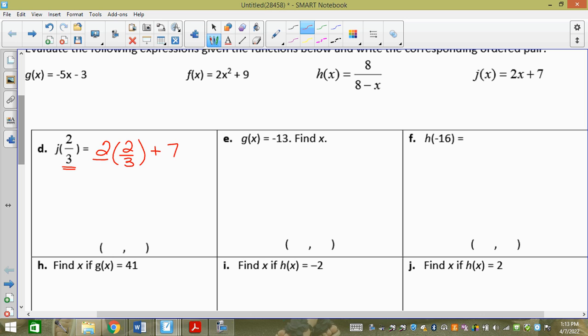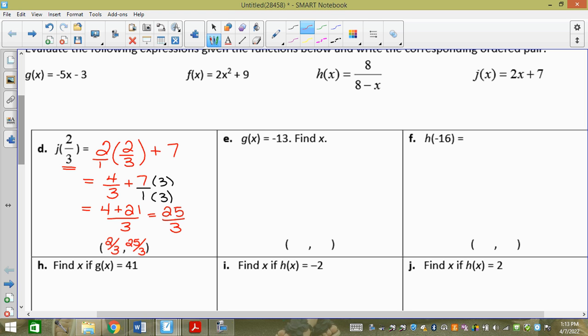You multiply fractions, you need a denominator because you multiply numerator times numerator, denominator times denominator. So I get 4/3 plus 7. If I wanted to, I have to make a common denominator. You can type it in your calculator. Common denominator would be 3. So I would get 4 plus 21 all over 3, which is 25/3. And all I found really is a coordinate. So when you plug in an x value and you get out a y value, you have found a coordinate. So down here I have a coordinate at 2/3 and 25/3.